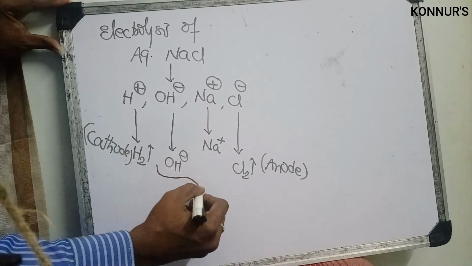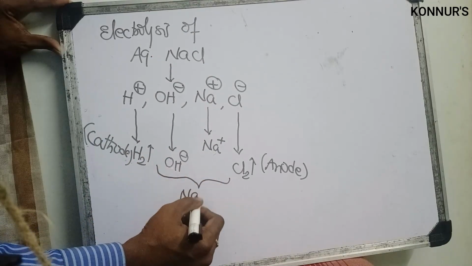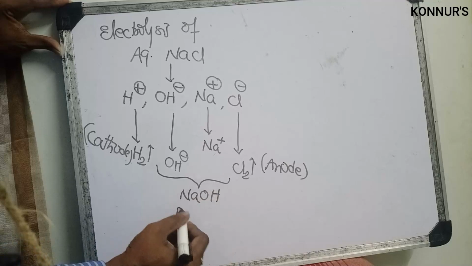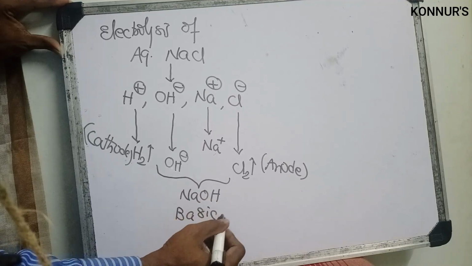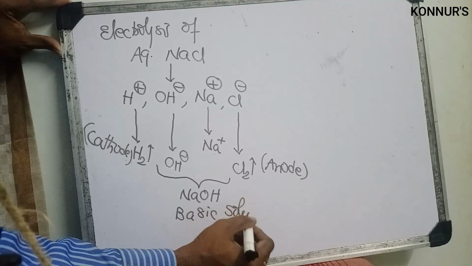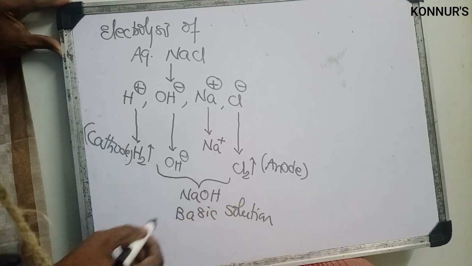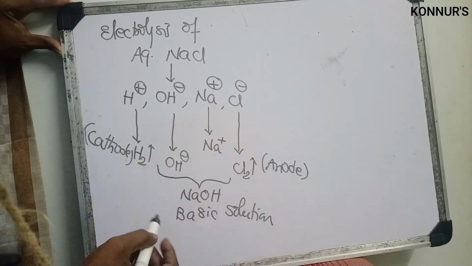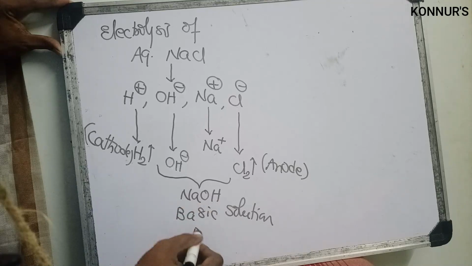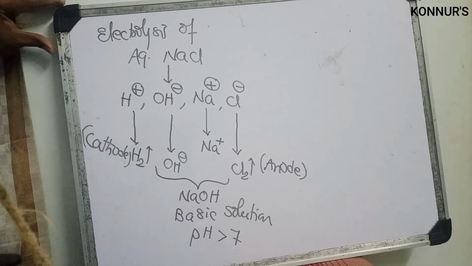The remaining solution contains what? NaOH. So NaOH means the solution becomes a basic solution. This is also a question. Next, what happens to the pH? They can also ask that question. NaOH means the pH is what? Greater than 7.